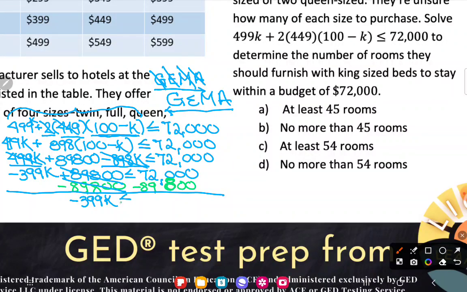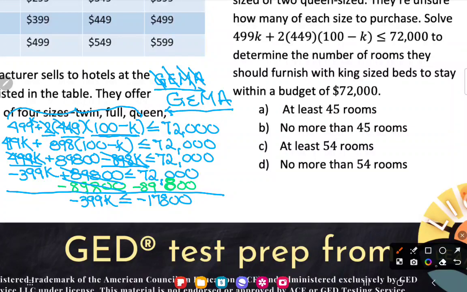Careful, I subtracted. I didn't multiply or divide by a negative. And so my inequality symbol is not going to flip, at least not yet. And now on the right-hand side, 72,000. Oh, my land. 72,000 minus 89,800 equals negative 17,800.